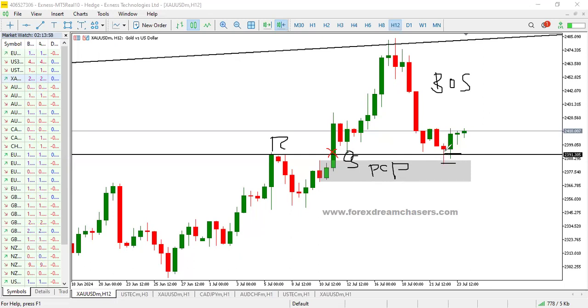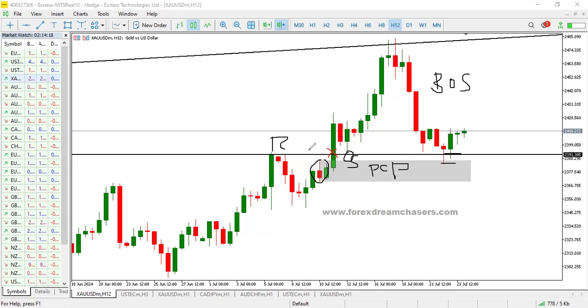Why did the market push all the way down? It is because of this continuation pattern. I once mentioned that if you don't have any idea of what a continuation pattern is, go and check some of my videos on my YouTube channel. Or you can just go straight to my website and find a course there.